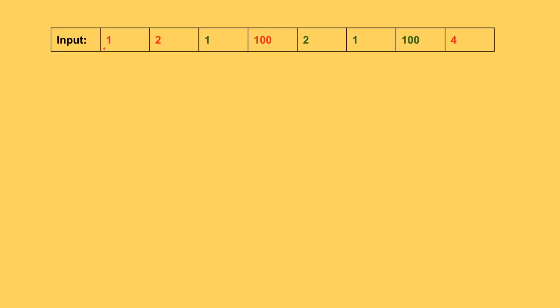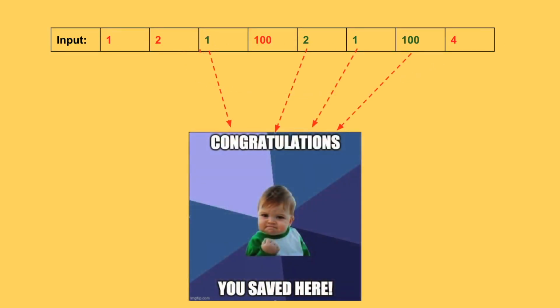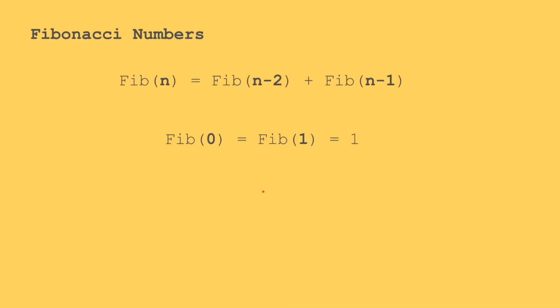So for example, if my input sequence is 1, 2, 1, 100, 2, 1, and so forth, then for all the cases that I see the same input that I saw previously, for example, for 1, for 2, I've seen it here, and then 100, I've seen it here. For those cases, I can save runtime.